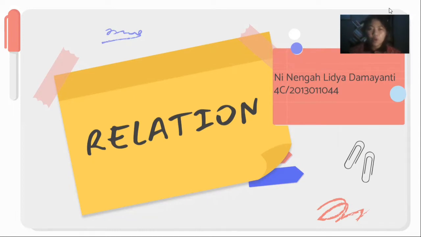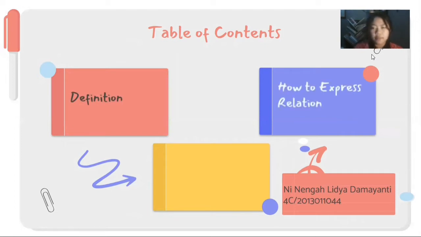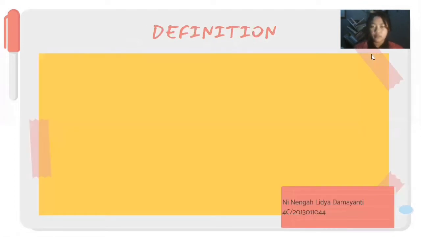Okay, so we are going to move to the new topic to learn today. We will learn about relation. Okay, so what will we learn in relation? The first one, we will learn about the definition of relation. The second one is how to express relation. And the third one is types of relation. Okay, so we move to the first one, the definition of relation.